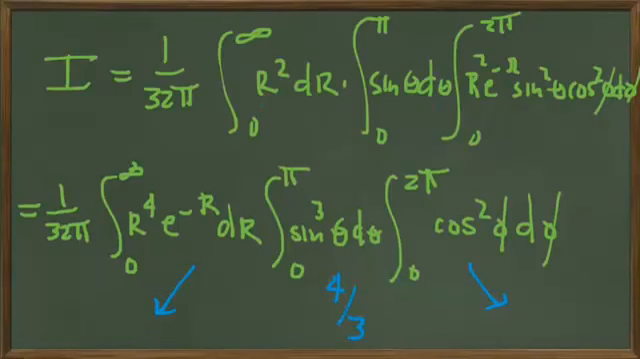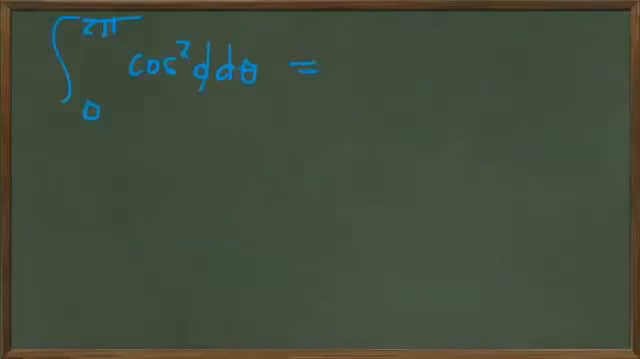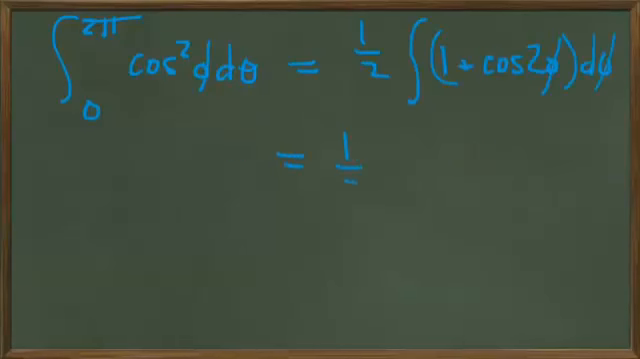And now let's work on the cosine squared phi part. You recall from Calc 1 that we write cosine squared of an angle as 1/2 times 1 plus cosine 2 times that angle. So if we put that in, and then if we integrate the 1, we get phi, and if we integrate cosine 2 phi, we get sine 2 phi over 2, evaluated between 0 and 2 pi.